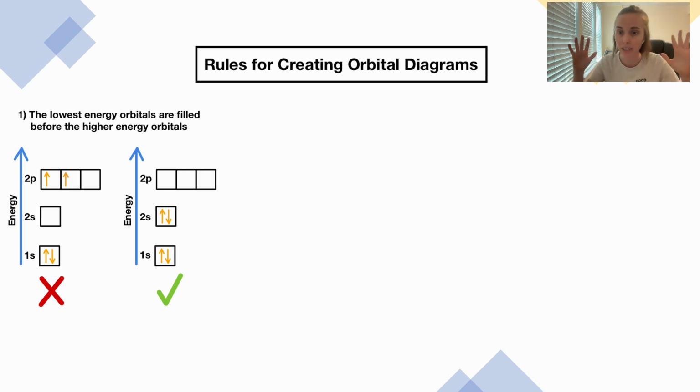Electrons are what does everything in chemistry. I mean, protons and neutrons are also important, but electrons are really what makes chemical bonds and all this stuff. And so our first rule for making these orbital diagrams is the lowest energy orbitals are filled before the higher energy orbitals. So this is your Aufbau principle.